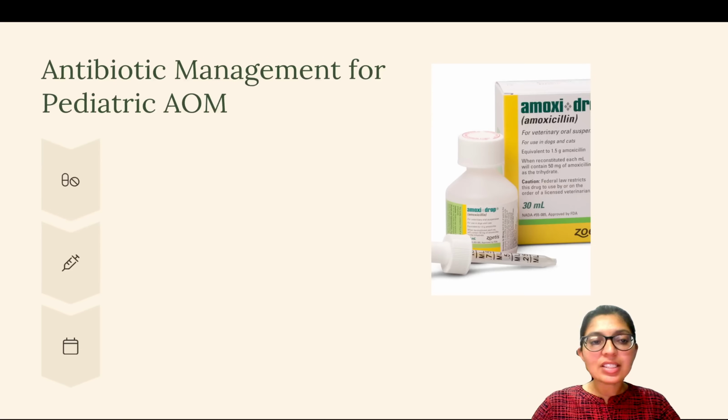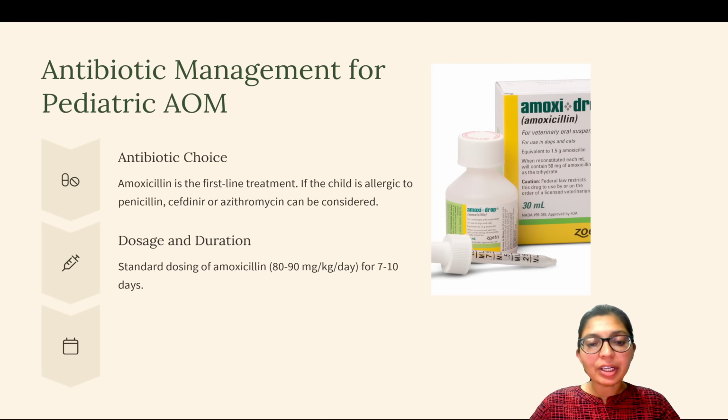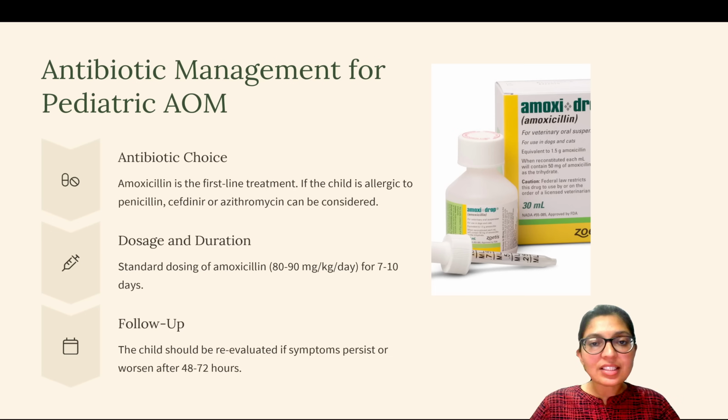And the treatment approach is antibiotic choice. Amoxicillin is the first line treatment if the child is allergic to penicillin. Cefdinir or azithromycin can be considered. Dose and duration. Standard dose of amoxicillin is 80 to 90 mg per kg per day for 7 to 10 days. And follow-up, the child should be re-evaluated if symptoms persist or worsen after 48 to 72 hours. So firstly, we are going with antibiotic choice, then dose and duration of that antibiotic and follow-up.